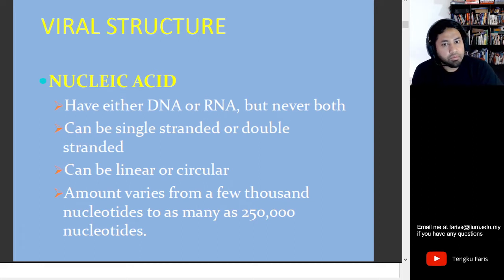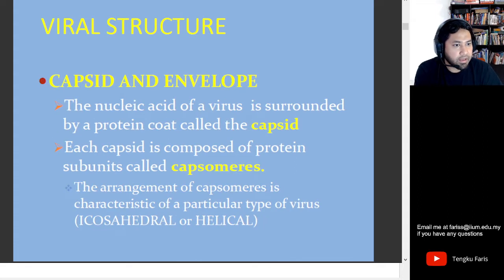So the classification of viruses we can learn about after this. Virus structure, again: the capsid and the envelope are also part of the virus structure. The nucleic acid of a virus is surrounded by a protein coat. We call it the capsid, and inside the capsid we can find the genetic material. Each capsid is composed of protein subunits called capsomeres. The arrangement of capsomeres is characteristic of a particular type of virus.